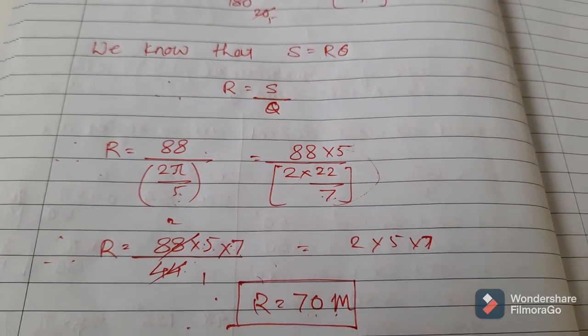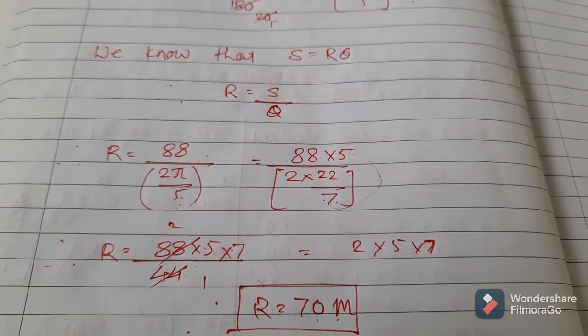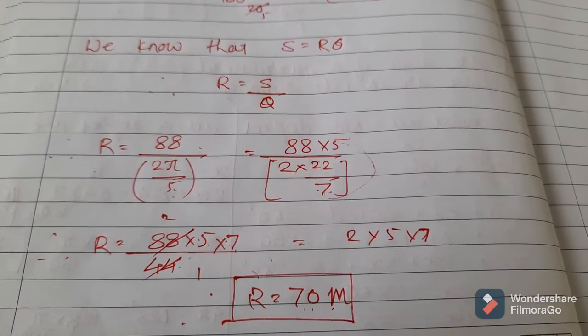So basically this is how you have to solve all the examples of 1.1 and 1.2. Try to solve the remaining and ask if any doubt.